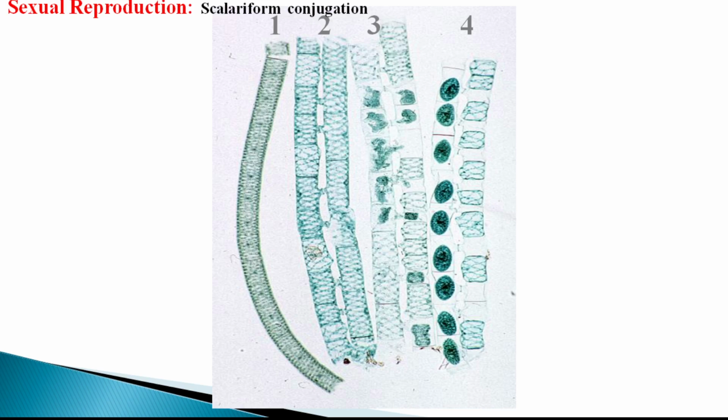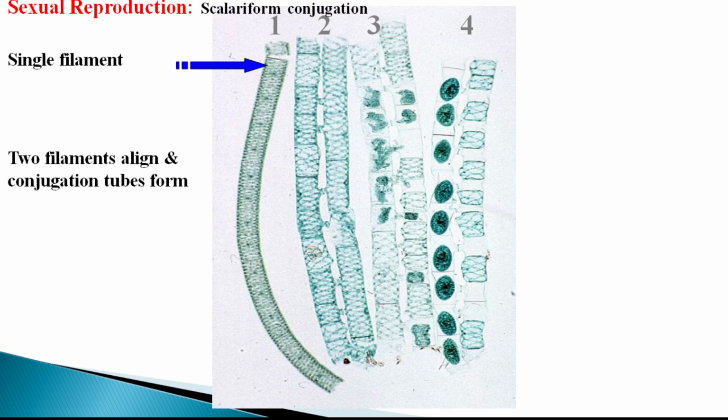I hope so. Once again, we'll look at all these stages of Scalariform conjugation in shorter form. A single filament has to get a partner. Once they make alignment, the conjugation tube starts to be produced, as you can see on the screen. After that, the gametangia, which possess the gametes, start to show fusion, but for that there should be a migration of the protoplast of one of the parents, generally the male one, toward the female.